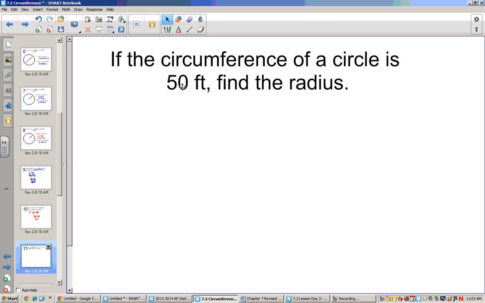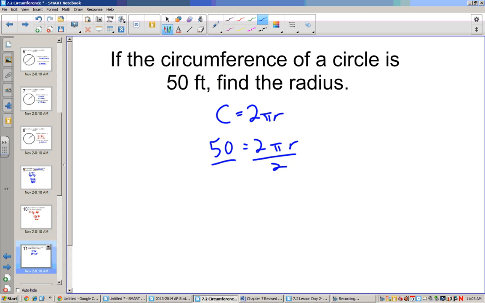Now this problem is different though. What's different about this problem is it doesn't have a pi. So we know circumference is equal to 2 pi r. So instead of writing circumference, I'm going to write 50. The first thing I do is divide by 2 on both sides. So now I have 25 is equal to pi times r. Now to get rid of the pi, I divide by pi on both sides. So my r is 25 divided by pi.